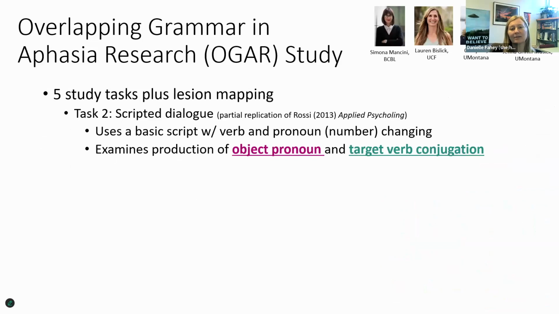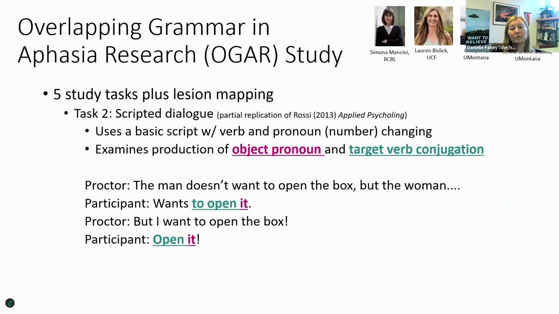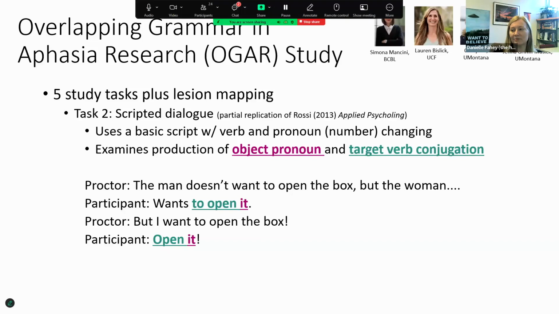In this task, it's basically a prime for our patient to complete a script. And in the script, it's the same structure with variable object pronoun and target verb conjugation. Here you can see exactly what it is in English. The man doesn't want to open the box, but the woman, and then our patient completes the sentence, wants to open it. And if you speak Spanish, you might already have a clue of what we're looking at. The second line goes, but I want to open the box. Participant says, open it. So this command, which in Spanish would be the subjunctive.